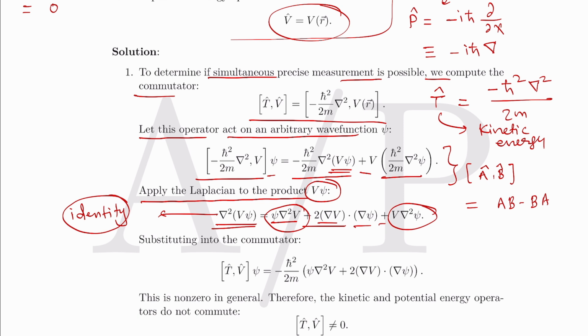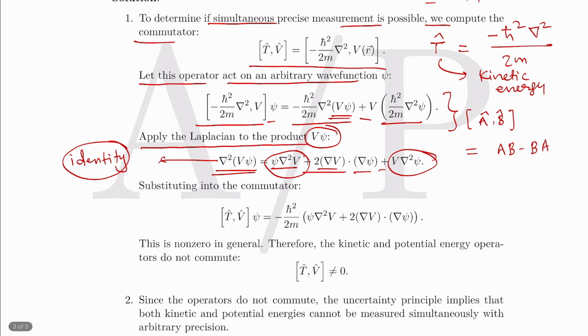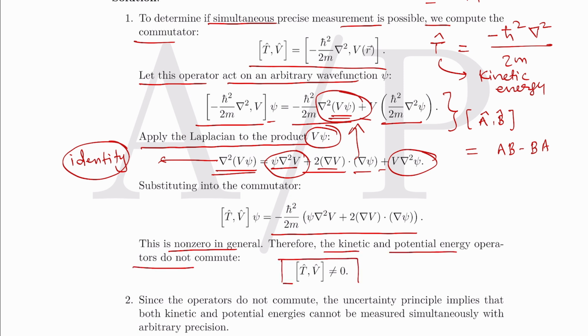Now you are required to substitute this in the commutator. You just found this particular expression, and then you put this whole expression in place of that. When you do it, you see that the commutation is not cancelling the terms, and the term is not 0, so it is non-zero in general. Therefore the kinetic and potential energy operators do not commute, and if they are not commuting, then you cannot measure them simultaneously. The same happens with the position and momentum operators: they do not commute as well. You can try it yourself.